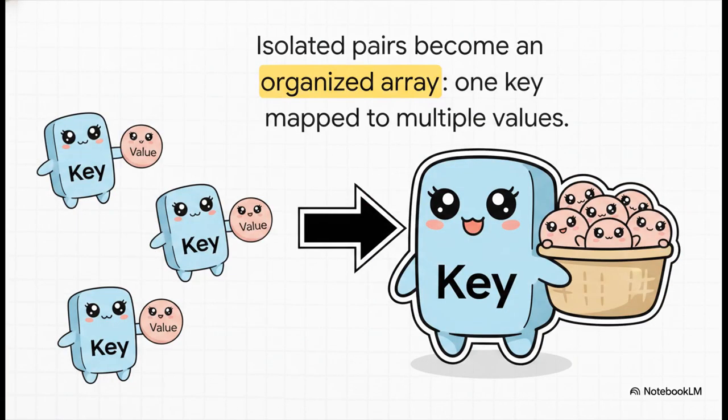But check out the transformation here. We've gone from isolated, scattered key value pairs into a highly organized grouped array. All those separate values sharing a single key are now neatly bundled together. The format becomes one single key perfectly mapped to an array containing value 1, value 2, value 3, and so on. The data is now completely primed for the final step.